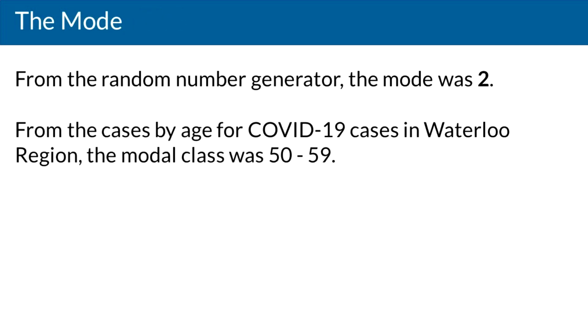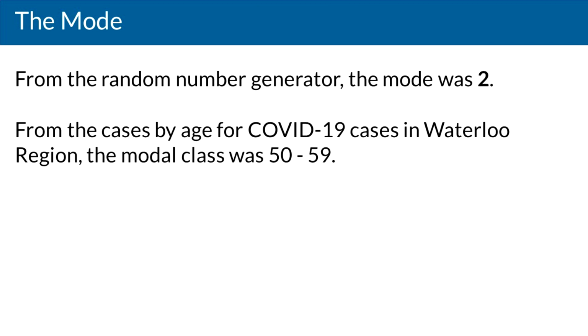As we continue our study of statistics, we're going to establish a variety of statistical measures that we can use to analyze a data set. The most common one that most people know about is called the mode. Now, the mode is the most frequently occurring data value in a data set. So from the random number generator from earlier, the mode was 2, because that was the most frequently occurring number.